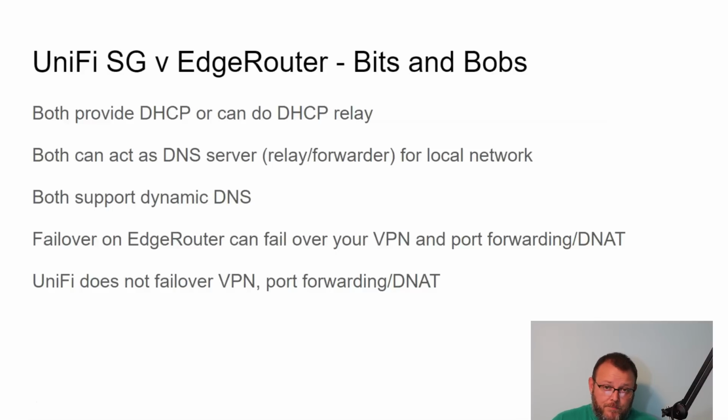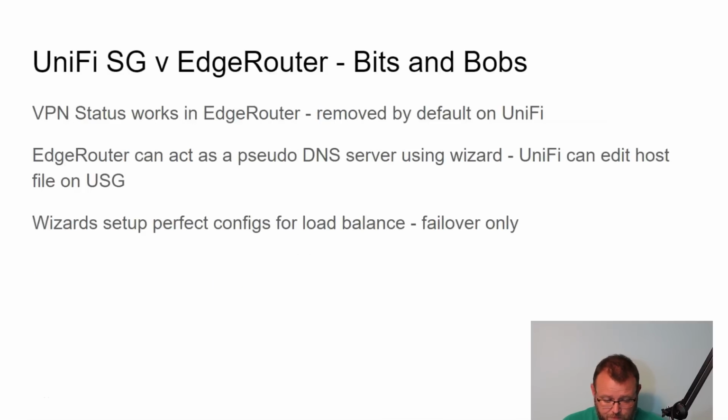Failover on the EdgeRouter. If you have failover set up, it can fail over your VPN connections, whether it's client VPN, whether it is a site-to-site VPN, and it can also fail over your port forwarding and your DNAT. UniFi does not fail over VPN, and it does not fail over port forwarding and DNAT. It just doesn't. VPN status works beautifully in the EdgeRouter, and it has been removed from the front screen by default on UniFi.